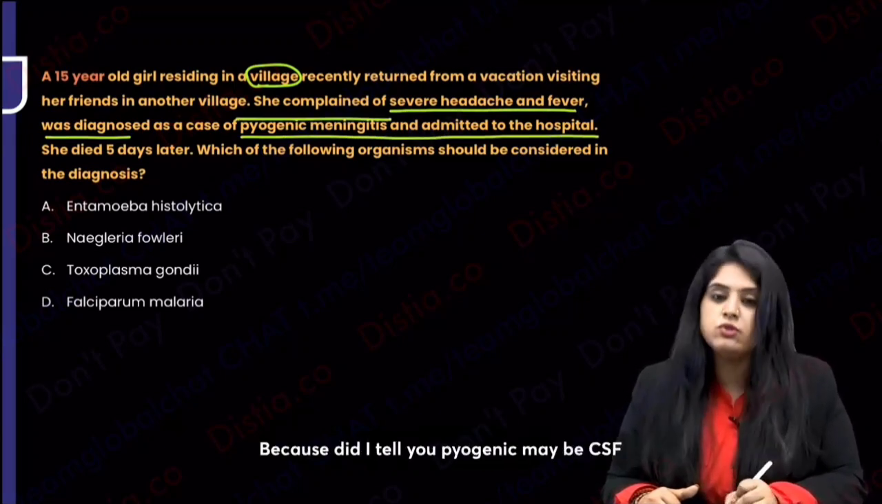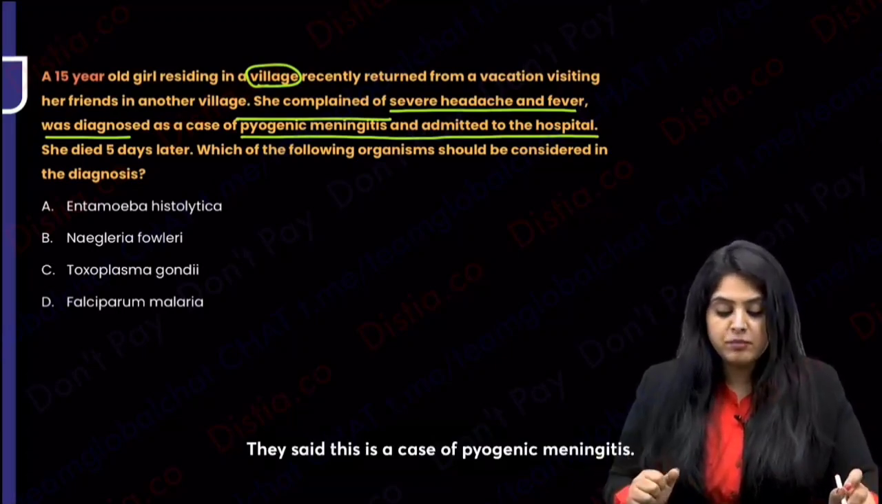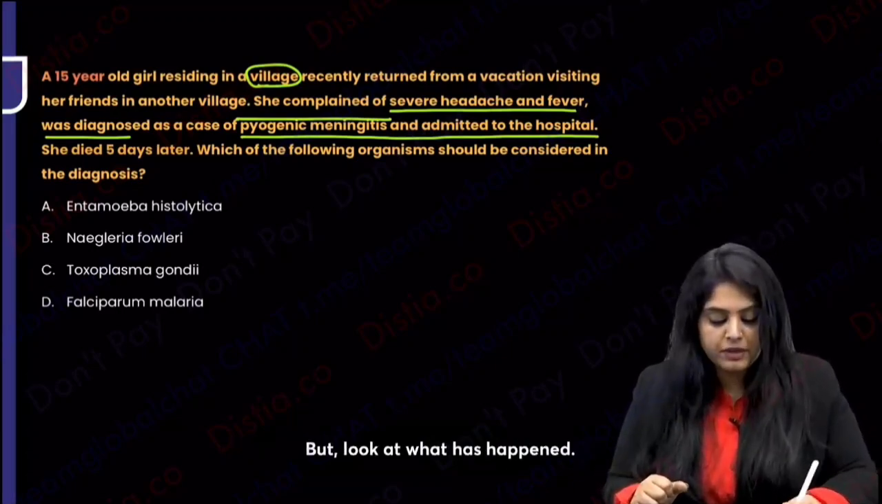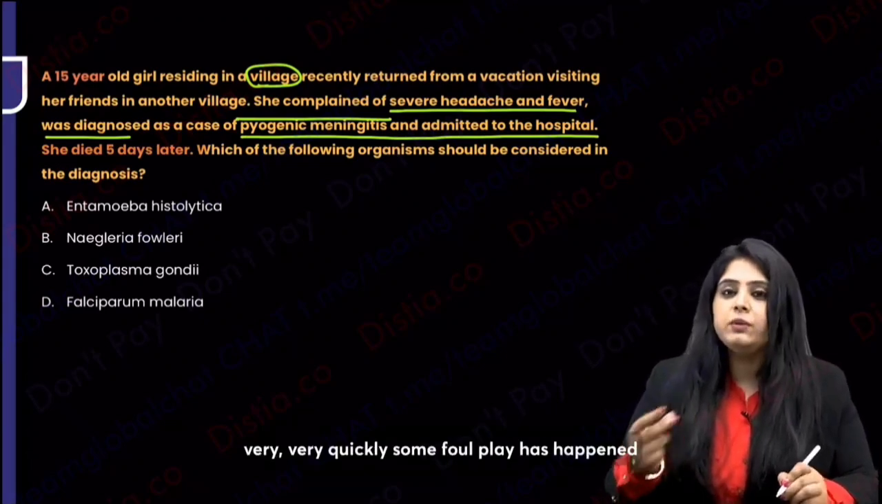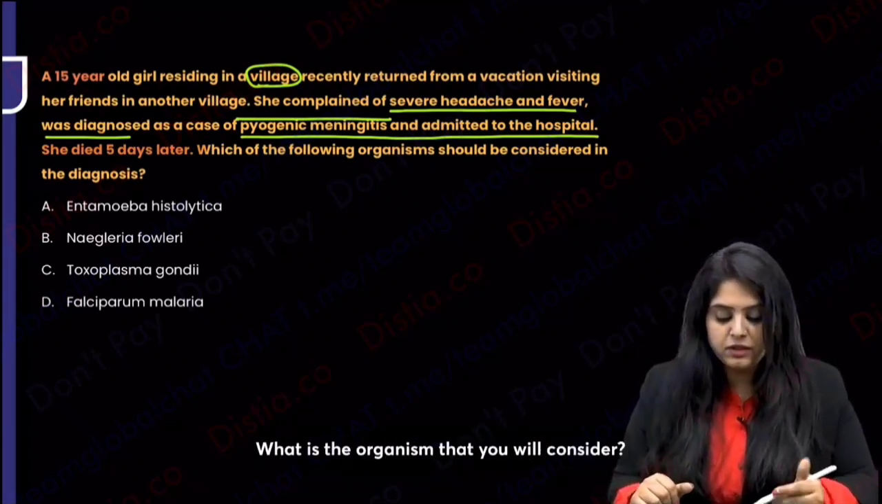Because did I tell you pyogenic? Maybe CSF was also showing lots and lots of neutrophils. They said this is a case of pyogenic meningitis, but look at what has happened. Within 5 days, very, very quickly, some foul play has happened and she has died very quickly. What is the organism that you'll consider?